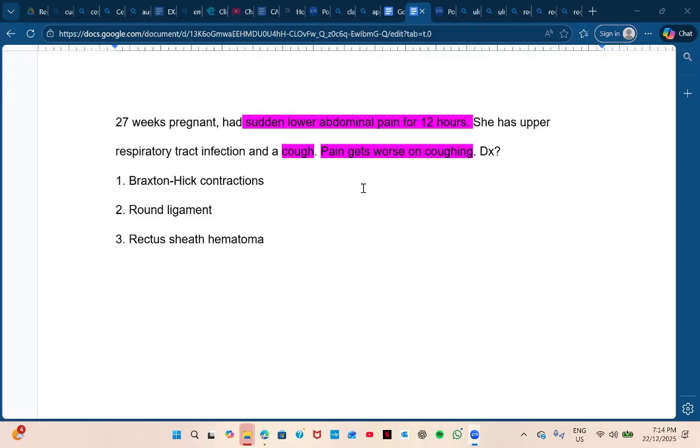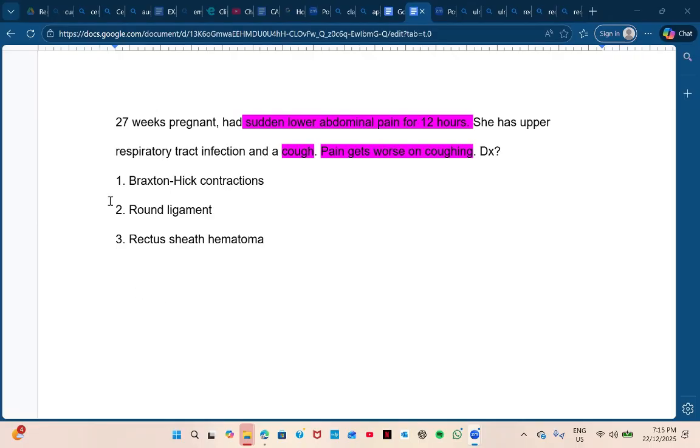What about Braxton Hicks contractions? These are intermittent, irregular uterine contractions during pregnancy, right? Usually in the second trimester and more noticeable in the third trimester, right? And what are the symptoms? Irregular and infrequent, mild discomfort or painless. Anyway, we can exclude Braxton Hicks contractions.